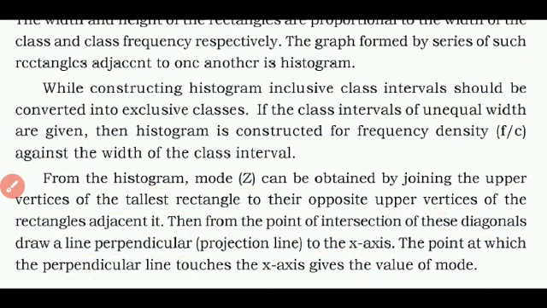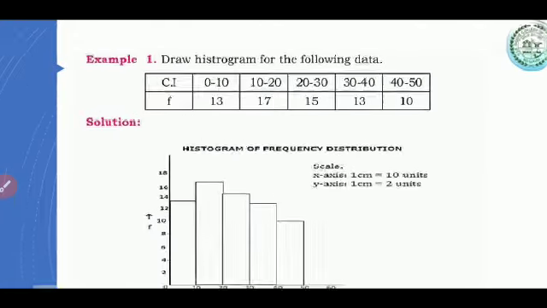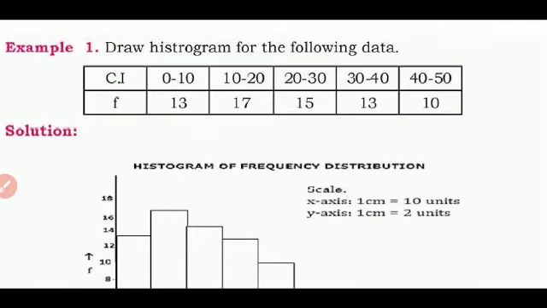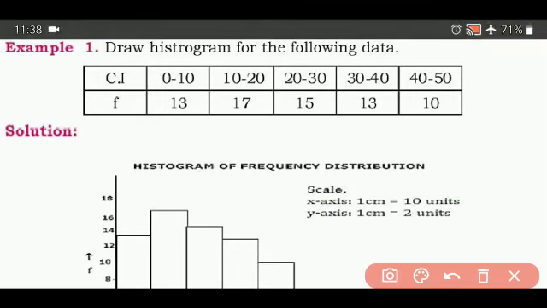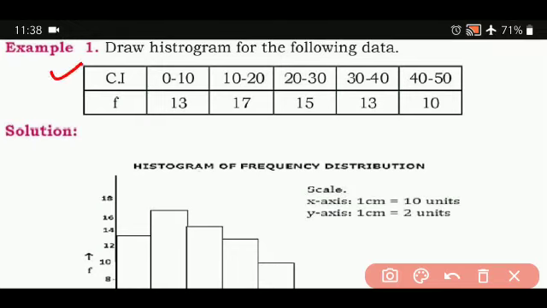In today's class, I will solve a very simple example of a histogram. What is the first example? Draw a histogram for the following data. First thing, you have to check the continuous class intervals. Yes, 0 to 10, 10 to 20, 20 to 30, 30 to 40, 40 to 50. If it is not continuous, you are going to make it continuous. Then frequencies 13, 17, 15, 13 and 10. So these are the frequencies, these are the class intervals.